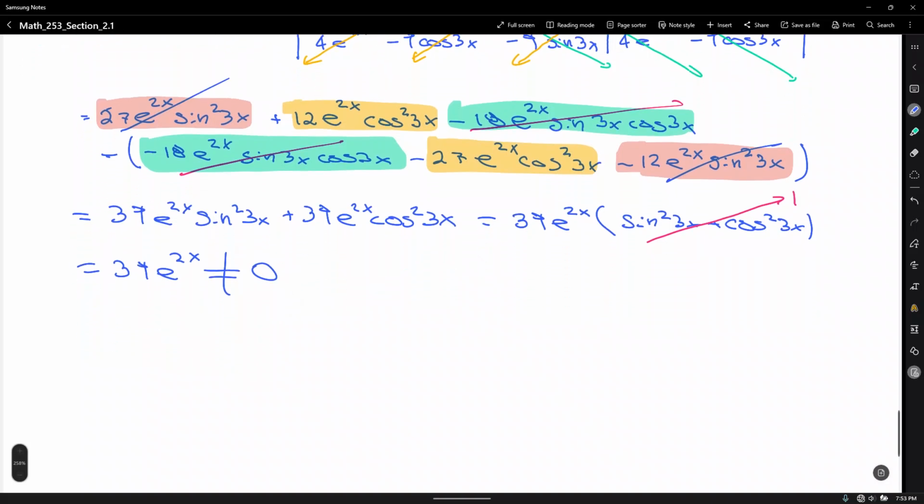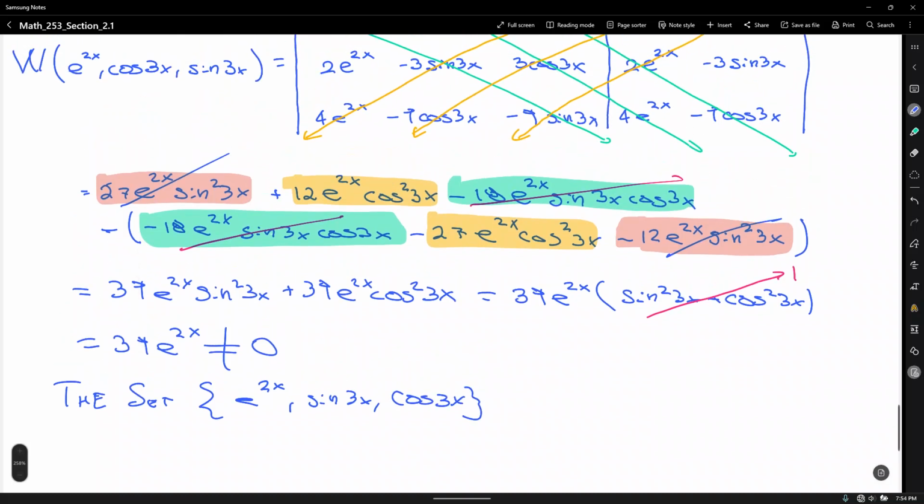Which is not equal to 0. The fact that our determinant is not equal to 0 means we have a linearly independent set of functions, which means the set e to the 2x, sine 3x, cosine 3x, which, by the way, is the same set of solutions from our preliminary example, forms a fundamental set of solutions.